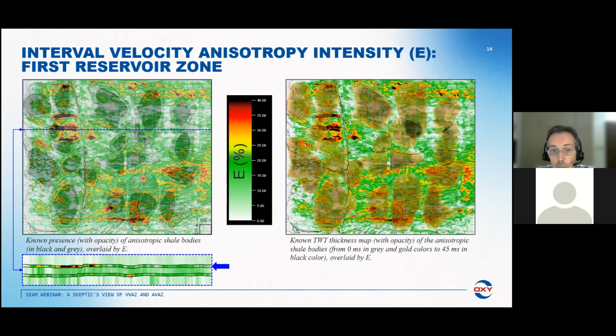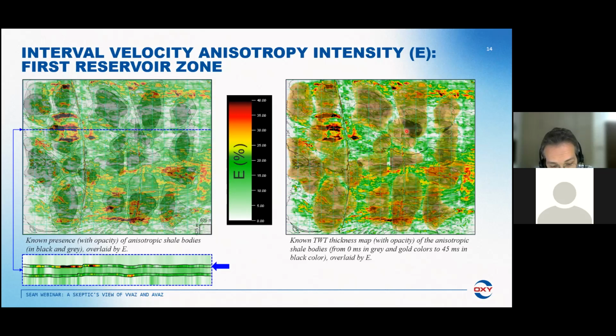Now, could it be that we just don't detect them? Some of them are too thin. So on the right here, I repeat this property E, but through opacity, I'm also showing the two-way time thickness of those geobodies. And sometimes the two are overlapping to form one thicker body, like here. This is the thickest one, up to 45 milliseconds, which is just under 100 meters thickness.